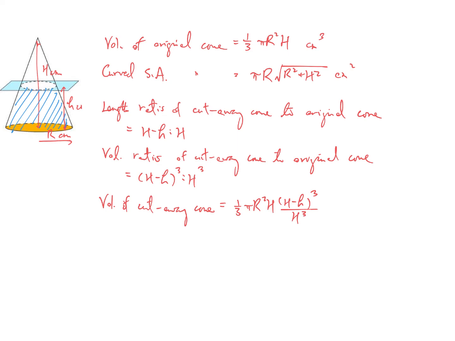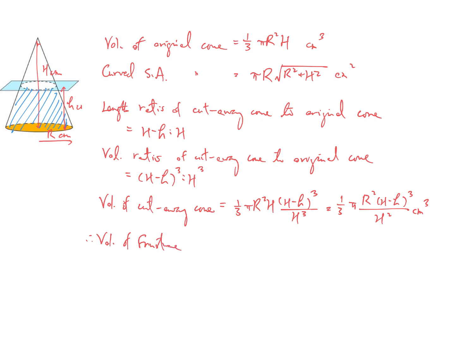Okay, we can simplify this a little bit, which is equal to 1 over 3 pi. Now R cube, no cancellation. Sorry, not R cube, R square. R square, no cancellation. H is cancelled with the denominator H by 1s. And so we have R square over H square times (H minus h) to the power 3. Now, by the way, this is cm cube.